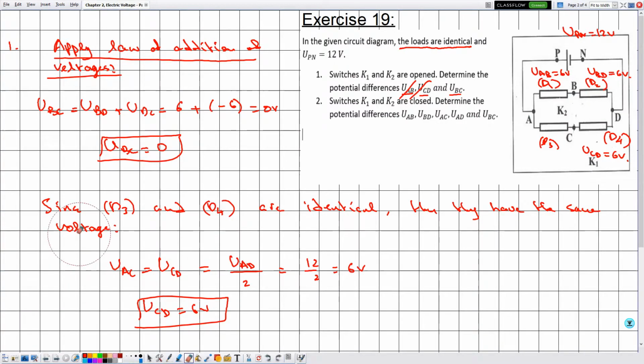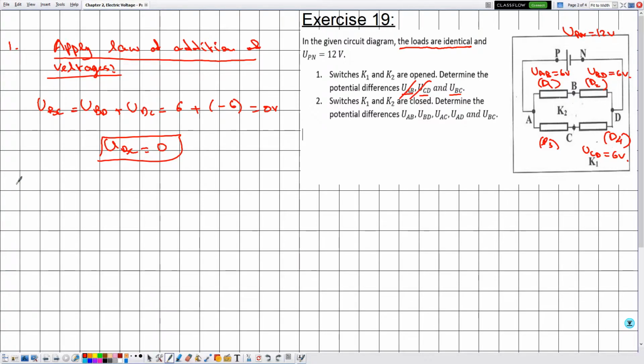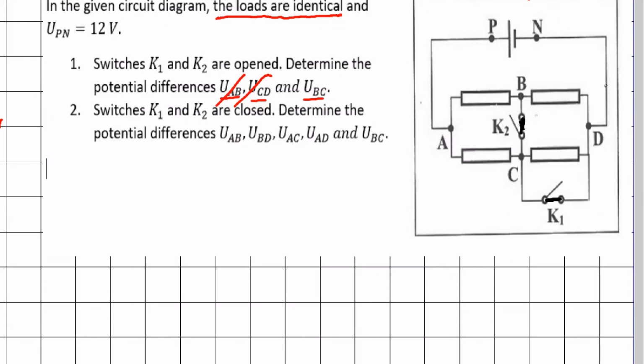Okay, so now we have reached number 2. In number 2, switches K1 and K2 are closed. So let's close the switches, and the moment we close the switches everything will change. Now that we have closed the switches, let's do the following analysis.